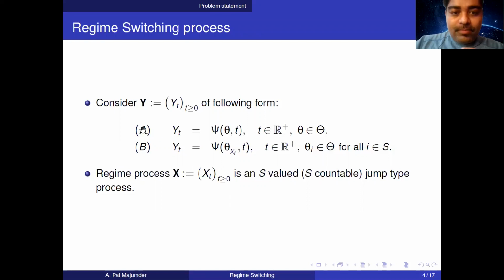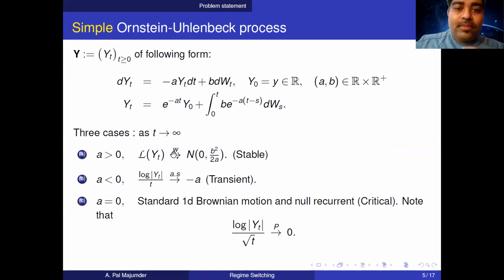So A here denotes the vanilla model where theta is taken to be fixed, and B denotes here that theta depends on this X_t, which we call the regime switching process, that through X_t, the theta of X_t process takes different values from the parameter space. And so that's the main question: how the different parameterization of X_t will impact the long time behavior, exact long time behavior, of Y_t. So let's have an example.